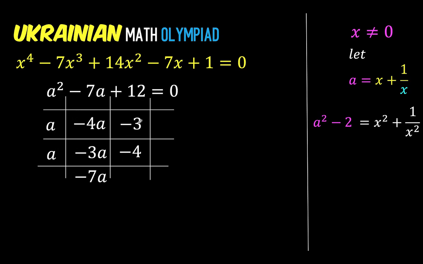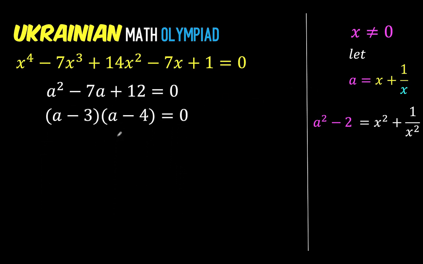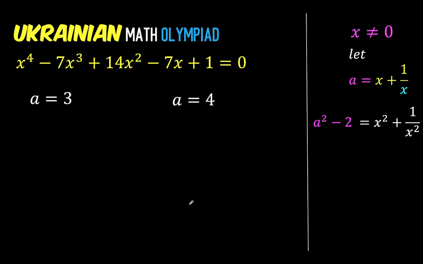We have a minus 3. The other factor is a minus 4. And that is equal to 0. Now, using the zero product property, each of these factors can be equated to 0, and solving for a, a equals 3, and in here, a is equal to 4. But we are not after the value of a, we are solving for the value of x. So we need to do backward substitution now.